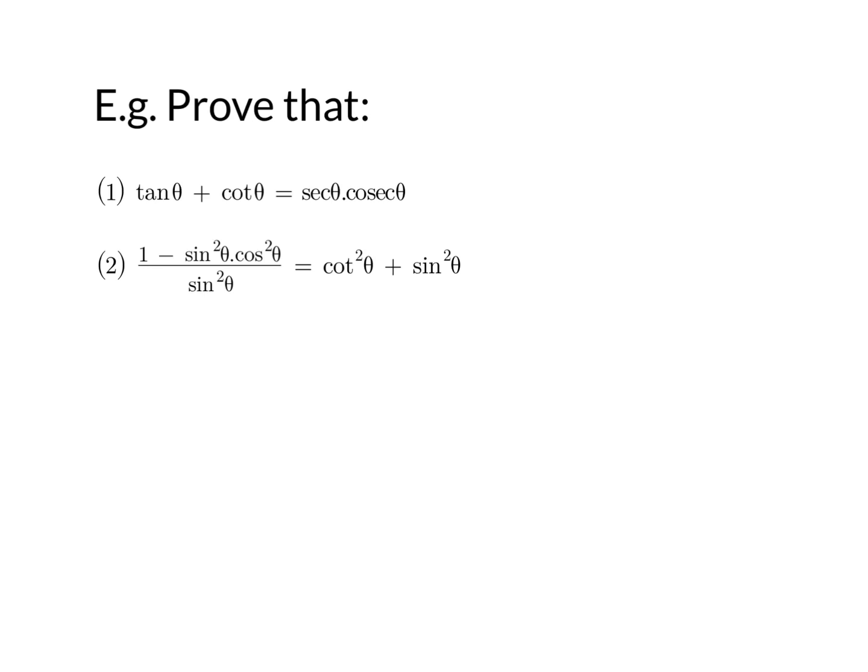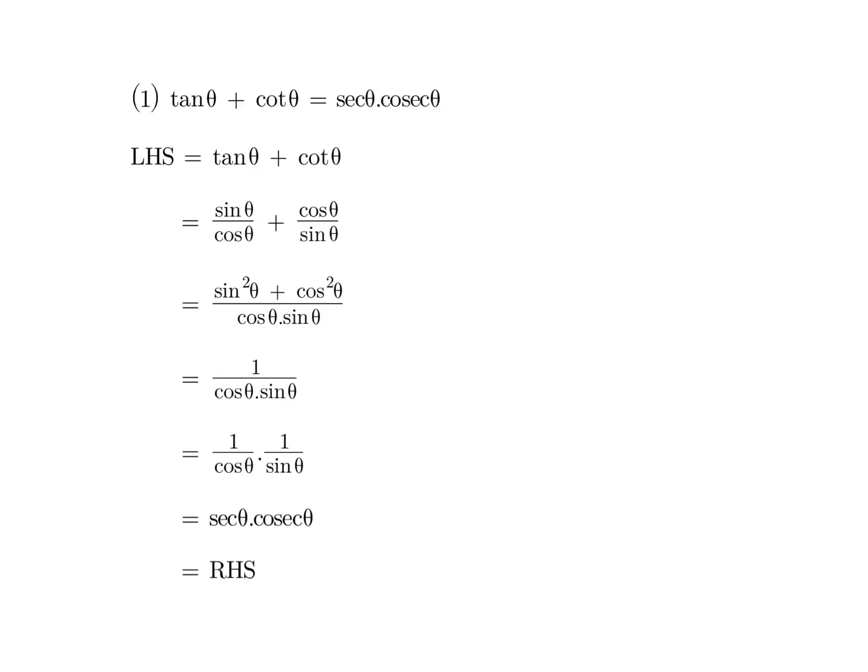All right, so let's have a look at a couple of examples. With the first example, we're going to take the left-hand side, which is tan theta plus cot theta. We're going to change them both into one of the first ones that we looked at. So tan is sine over cos and cot is cos over sine. We're then going to get a common denominator. With that common denominator, you end up with, on your numerator, sine squared plus cos squared, and your denominator is cos theta sine theta.